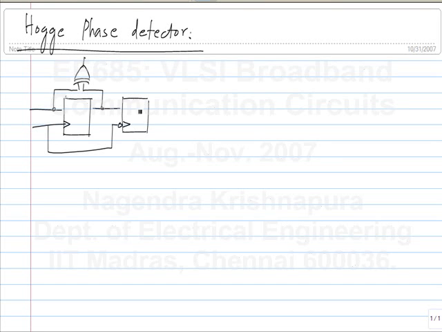So you also generate a half period pulse in exactly the same way you generate the phase difference signal, and use these as up and down. Okay. And these up and down signals go to a charge pump.